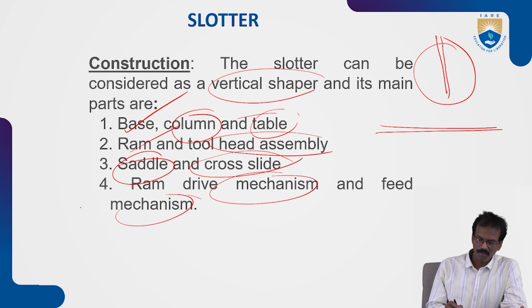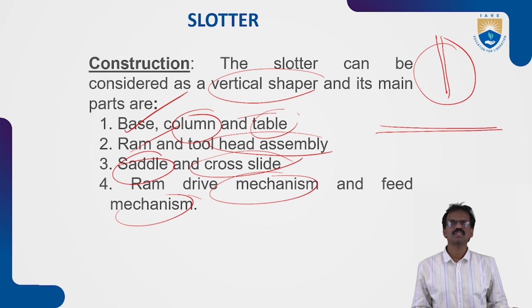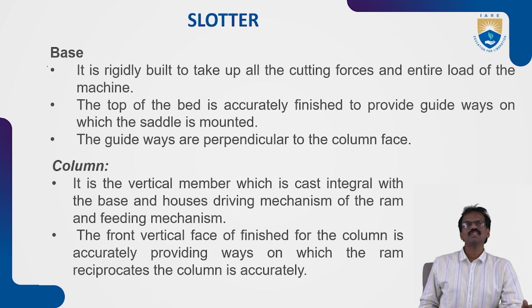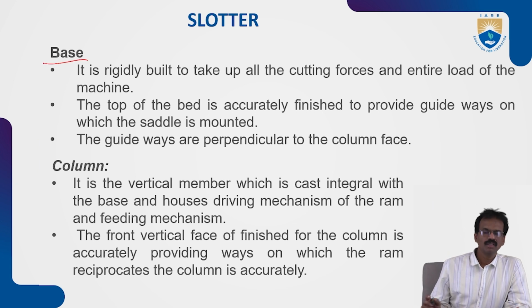Then the ram drive mechanism. We know that some types of mechanisms are there to convert the rotary motion of the motor into reciprocating motion of the ram, or reciprocating movement of the tool bit, the single point cutting tool. First we'll see the main parts and main functioning of the base. We'll see them one by one.